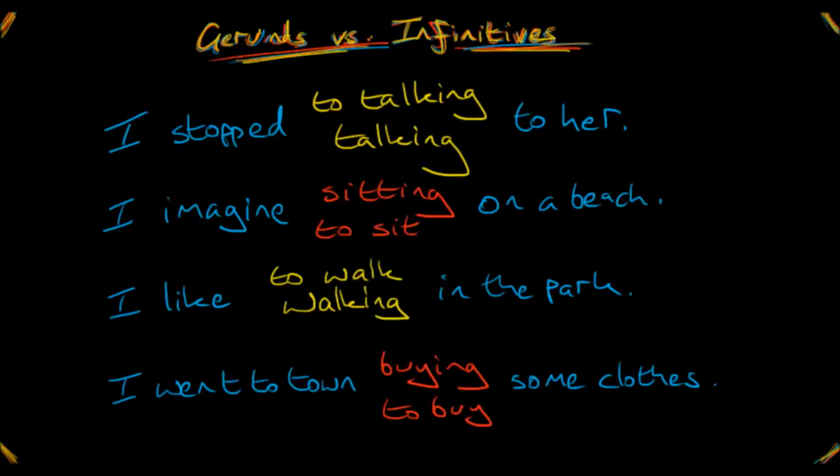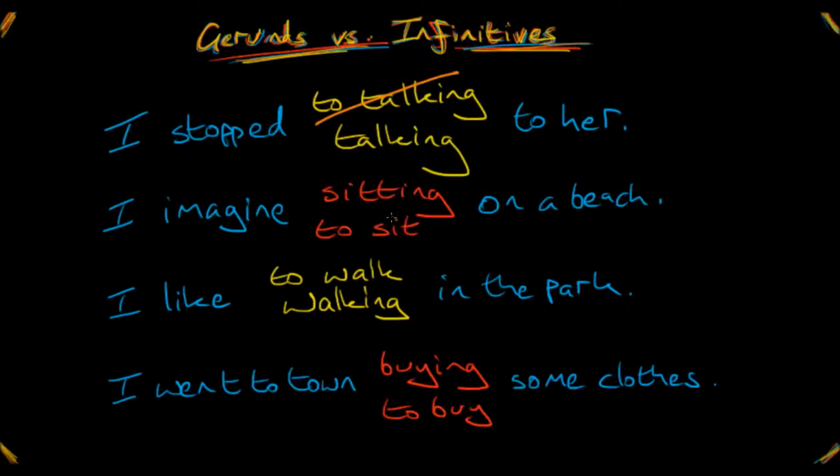So if we now return to the examples of the problems that we were looking at earlier, we've been through them already before. Let's start having a look at what's right and what's wrong here. First of all, I stopped talking to her. Which one's definitely wrong there? Well, hopefully you can see that to talking is not even a possibility according to our word list that we just saw. To talking could not happen at all. So the only possibility here is I stopped talking to her.